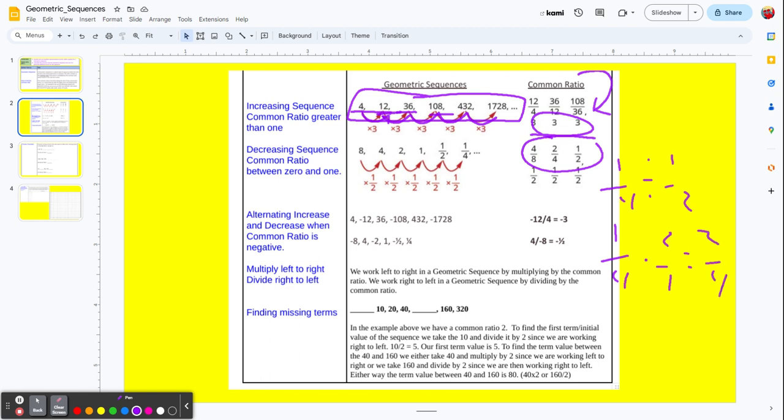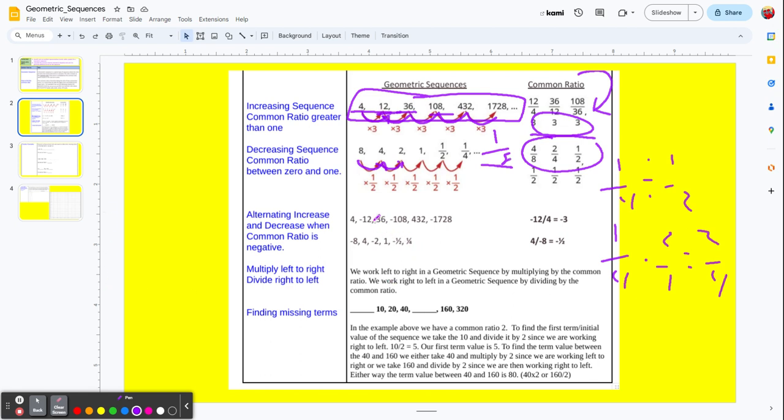If I go 1 half divided by 1, I get 1 half. If I go 1 divided by 2, 1 half. 2 divided by 4, 1 half. 4 divided by 8, 1 half. So again, for making the sequence, we're just multiplying by a half each time. So our next one here would be 1 fourth times 1 half, which would be 1/8. The next term value would be 1/8 times 1 half, which would be 1/16, and so on.